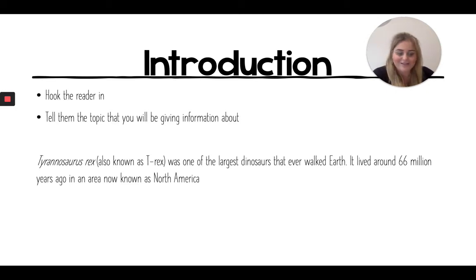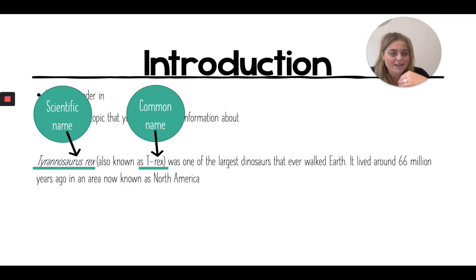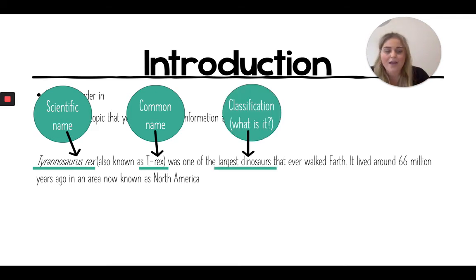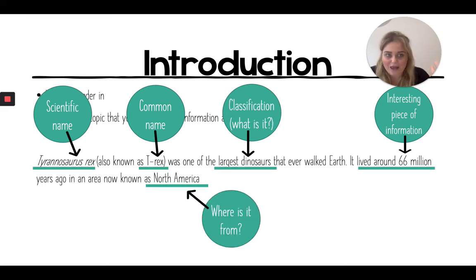Well, I'm glad you asked. It has given us the scientific name, which is Tyrannosaurus rex. It has given us the common name of T-Rex. So that means that we don't have to keep on using the scientific name throughout it. We can use the common name. It has given us the classification. It's told us what it is. And then it has told us an interesting piece of information, that it lived around 66 million years ago, meaning it doesn't live anymore, but it did live. And then it's telling us where it's from. So it's telling us that it was in an area that we now know as North America.